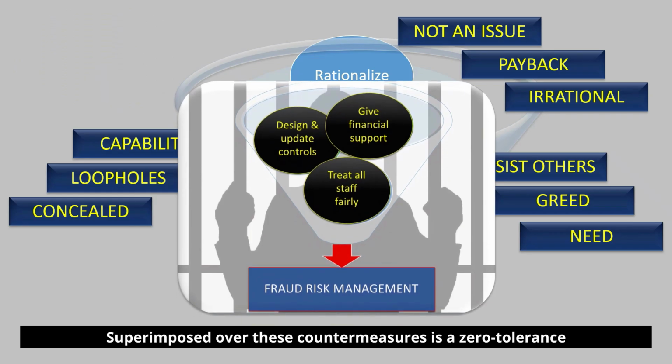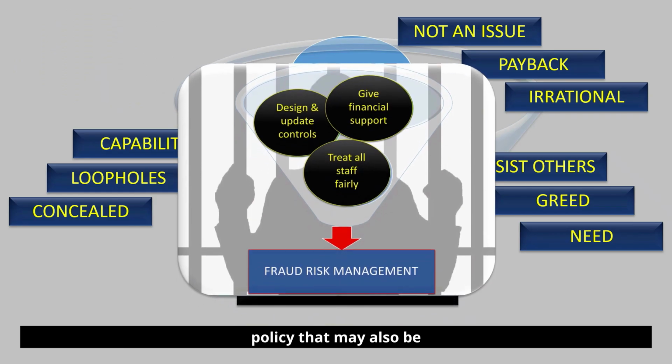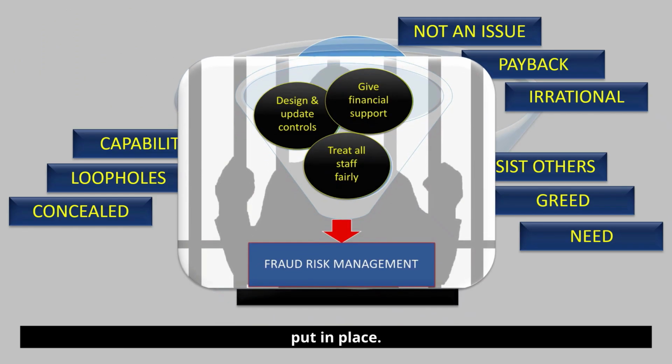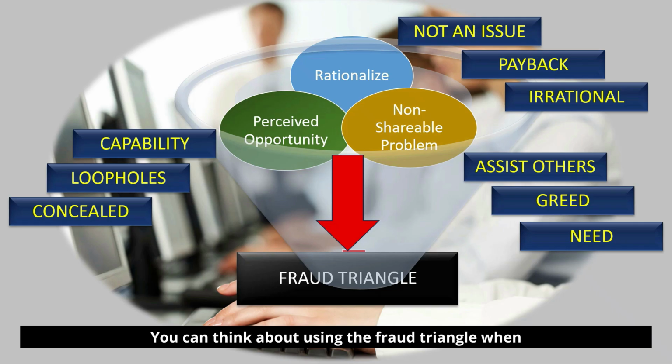Superimposed over these countermeasures is a zero-tolerance policy that may also be put in place, based around the view that committing fraud is wrong and will be found out and punished. Maybe even behind prison bars, there's simply no excuse. You can think about using the fraud triangle when considering fraud by assessing whether management has considered the ideas that can be drawn from it as a way of promoting good fraud risk management.